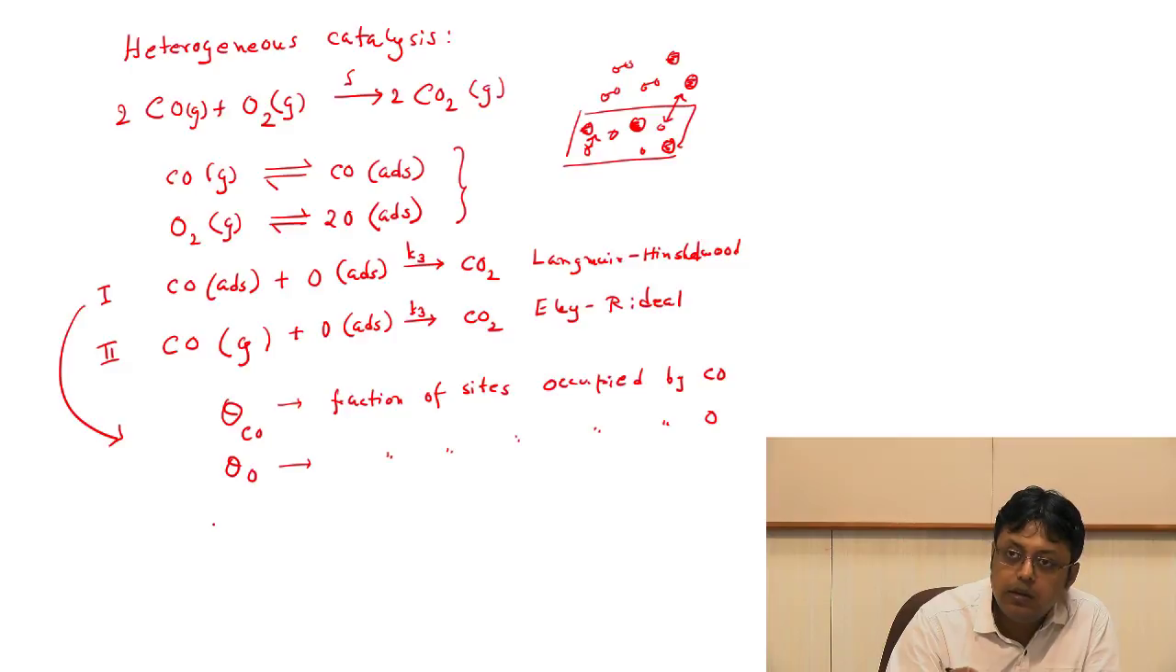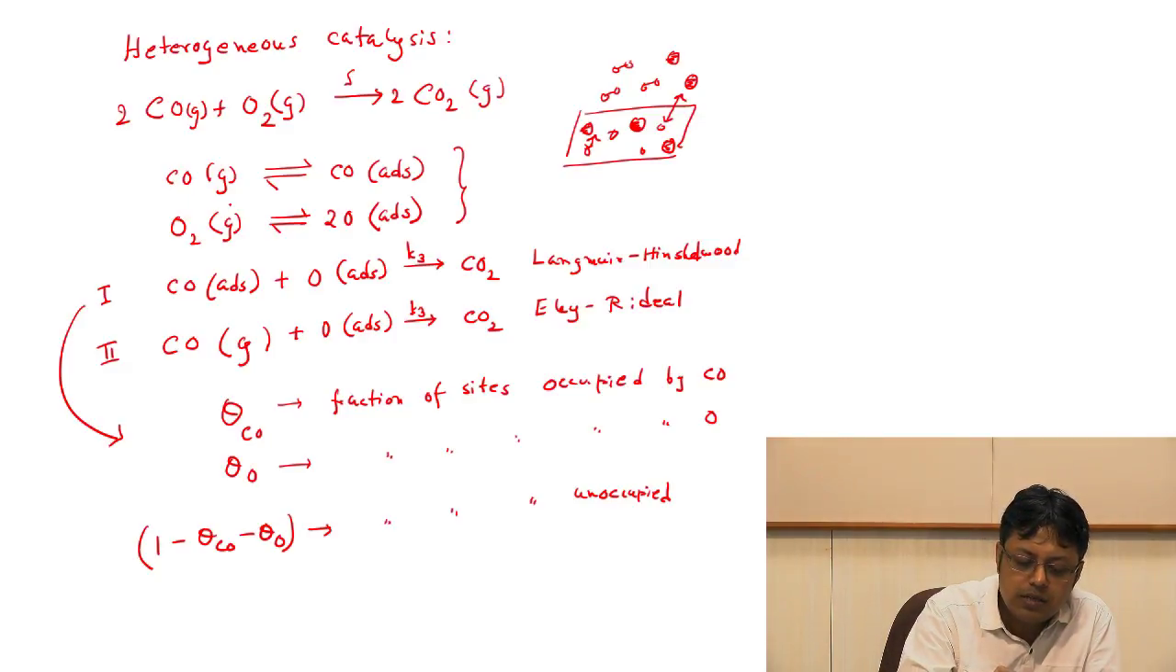And so the fraction of sites unoccupied will be nothing but 1 minus theta CO minus theta O. That is very important here. So you have the same type of site, and for both models, when you develop them, you have to consider this. Now it is very easy.